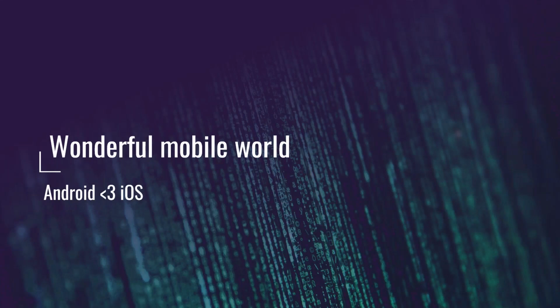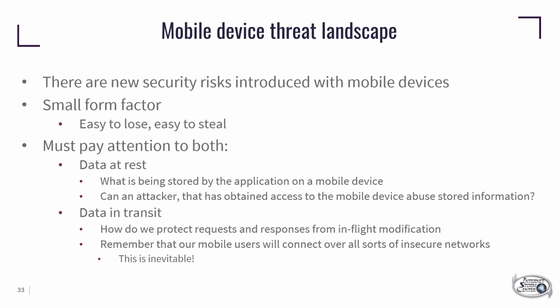All right, so let's go to the last section. I just have about 8 or 9 minutes left. So I'll just show a couple of vulnerabilities here, and then we'll wrap it up, I hope, with an interesting presentation for everyone today. So with mobile devices, things get quite a bit more difficult because our threat landscape has actually changed quite a bit, right? So now with those devices, we must pay attention to both data at rest, what's being stored on devices, and data in transit, how we protect requests and responses from in-flight modification.